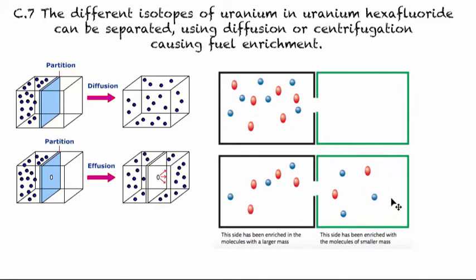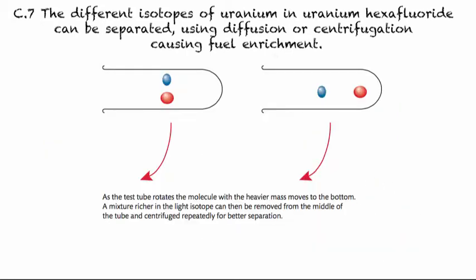So we could take this off, and then we could put that sample back again, and have it diffuse again, and just have it continue until we get the ratio that we want. So we can see that one side gets enriched with these smaller molecules, and the bigger ones get left behind and enrich on that side. So that's how we can get a higher percentage of uranium-235.